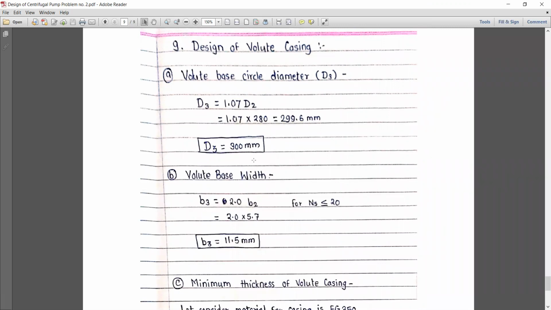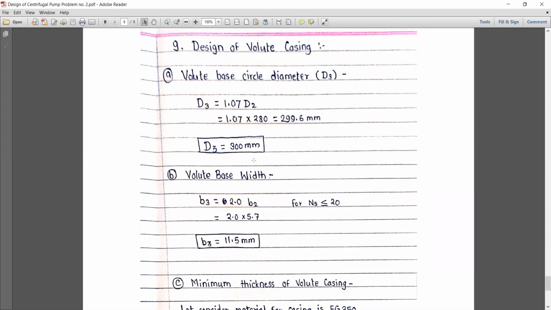Design of volute casing. In this design, we are just calculating a few dimensions. We are not wholly designing the volute casing because it is asked for low marks. If you want, you can continue the same design which I taught you in problem number 1. You can refer to those steps also. There is no issue.